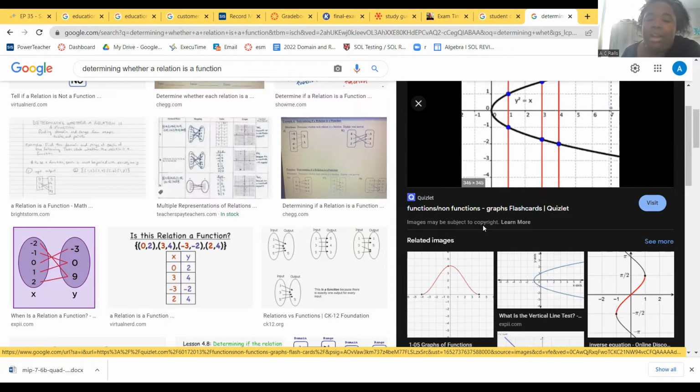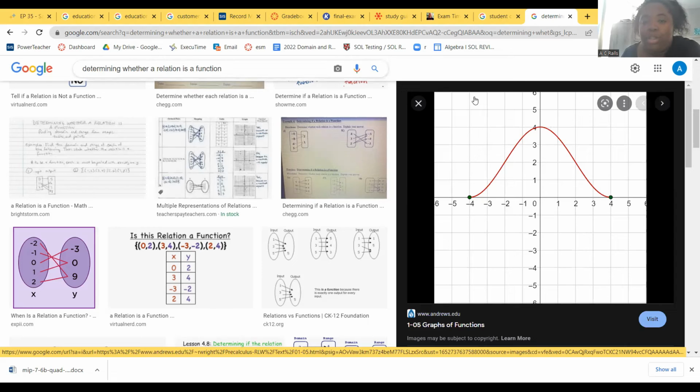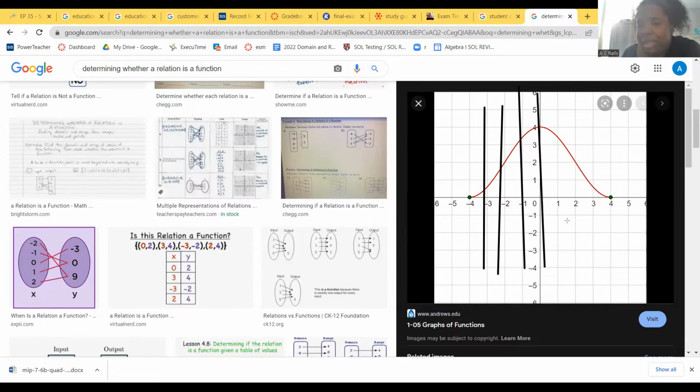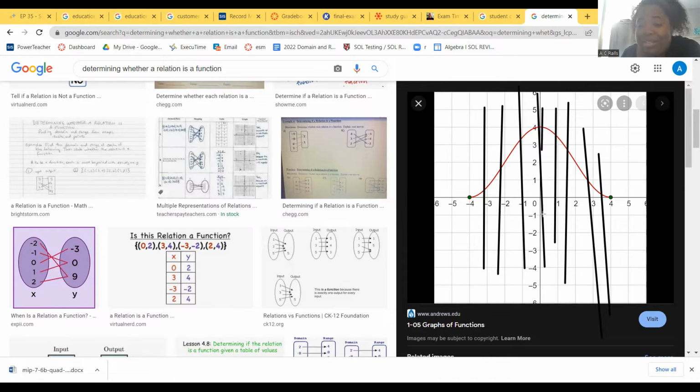Let's take a look at another one. This would be a function because if I were to draw, and I'll just show you, straight lines, I only hit the graph in one location. Excuse me, those are not really straight. I only hit my graph in one space. And because of that, this is a function.